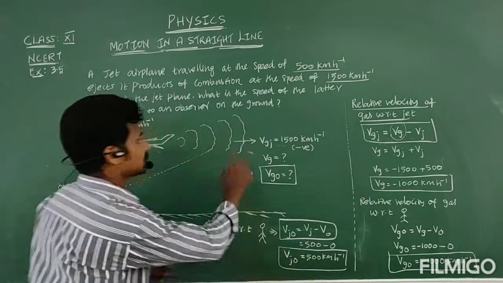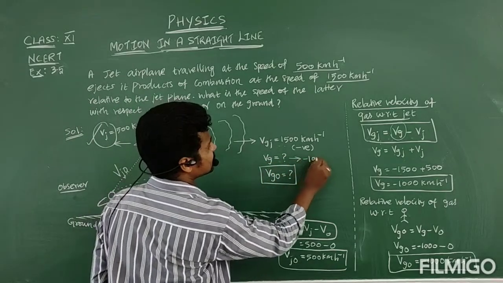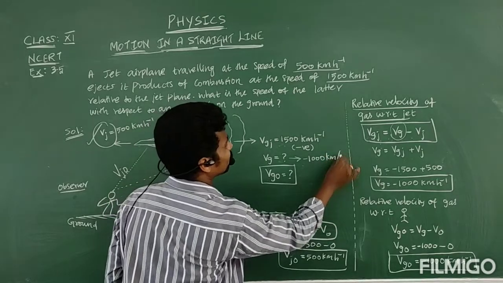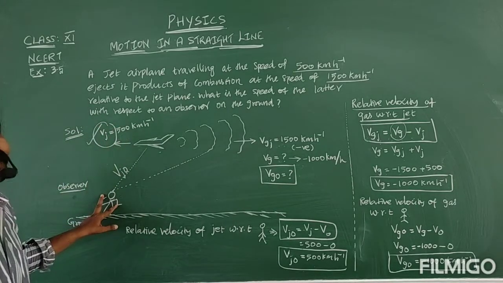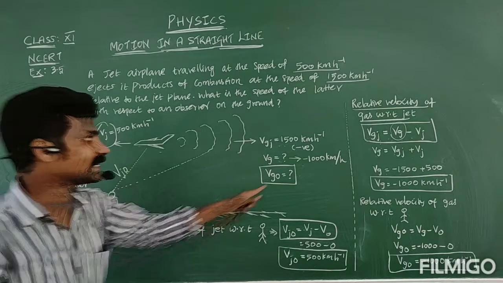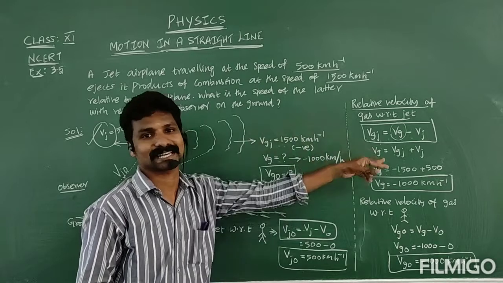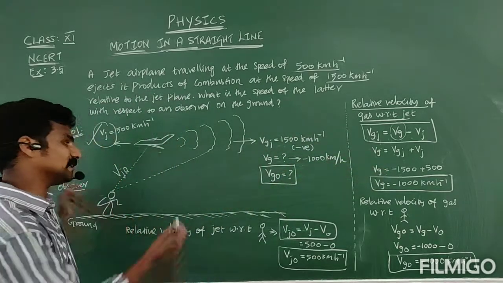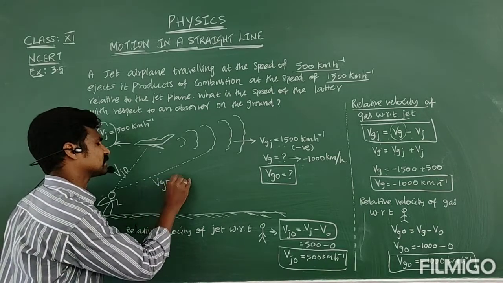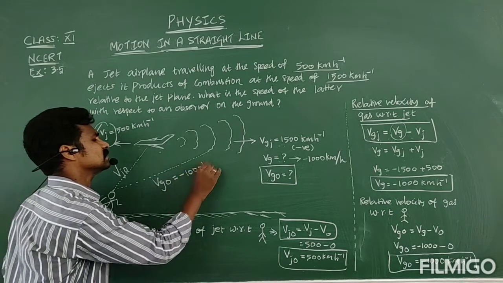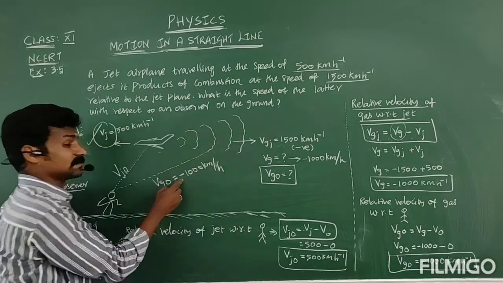So minus 1500 plus 500 is equal to minus 1000 km per hour. Actually, the velocity of the gas is minus 1000 km per hour. Here you know the jet's 500, the same speed is observed by the observer. Like that, the velocity of the gas is 1000 km per hour in the opposite direction. So the same thing is observed by the observer. That is the velocity of the gas with respect to the observer, 1000 km per hour in the opposite direction. So that is the minus sign.